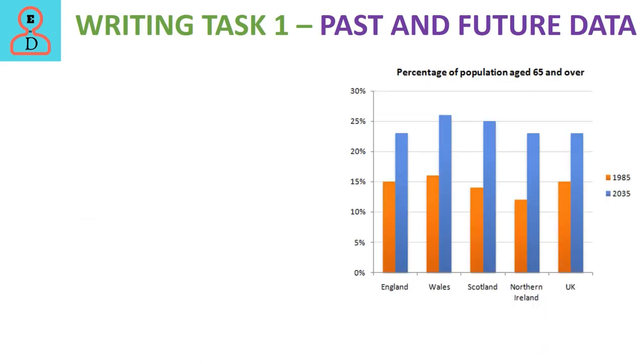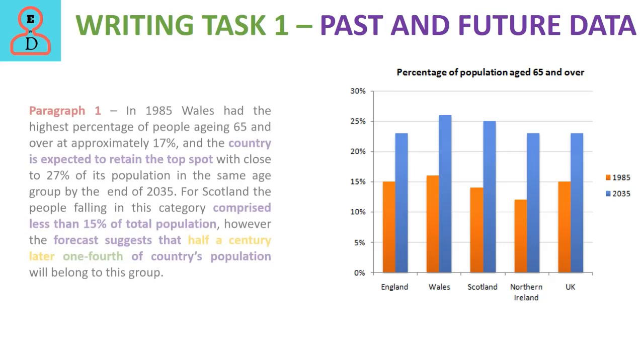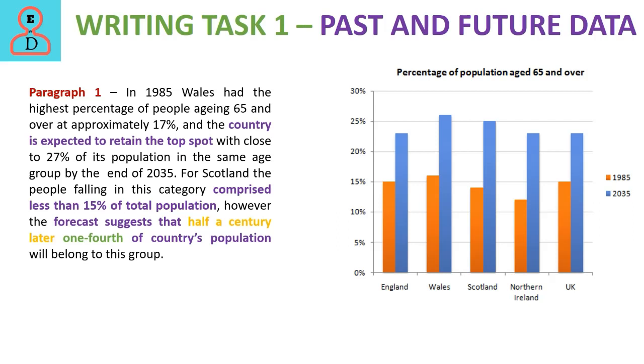Now, let's move to the first body paragraph. First, with Wales, we have captured the highlight of the graph, and that is the highest percentage of old people at 17%. Then we have written that it is expected to remain, so the phrase we have used to describe this trend is to retain the top spot.